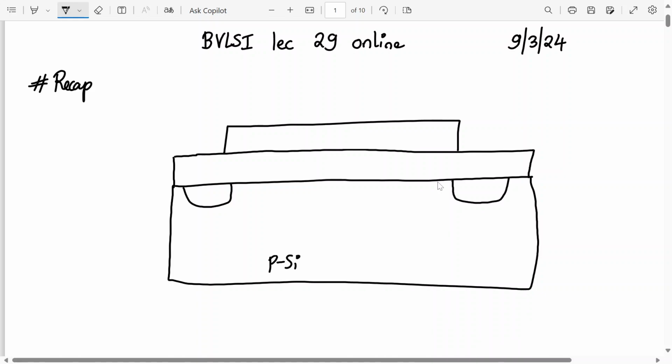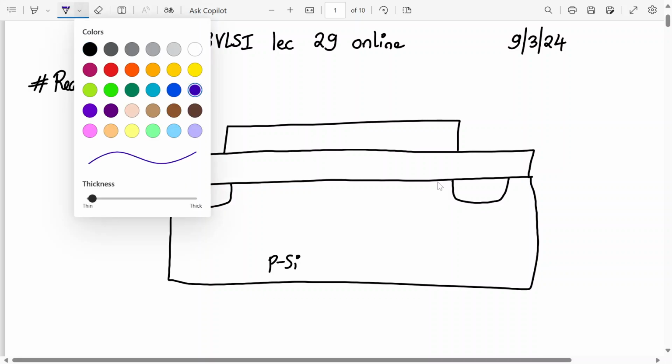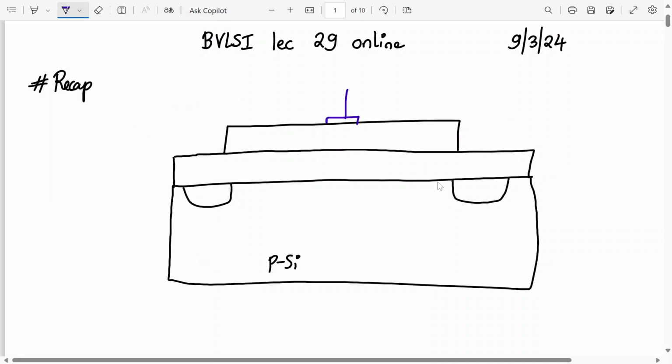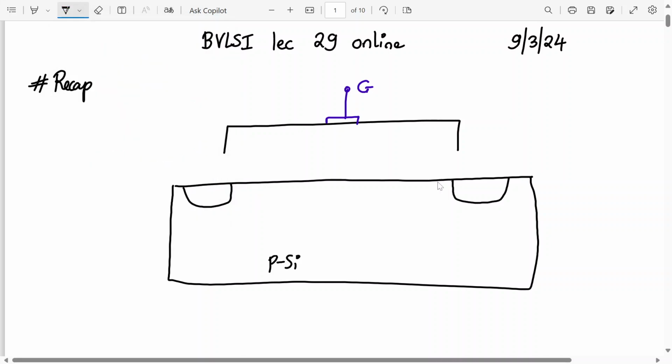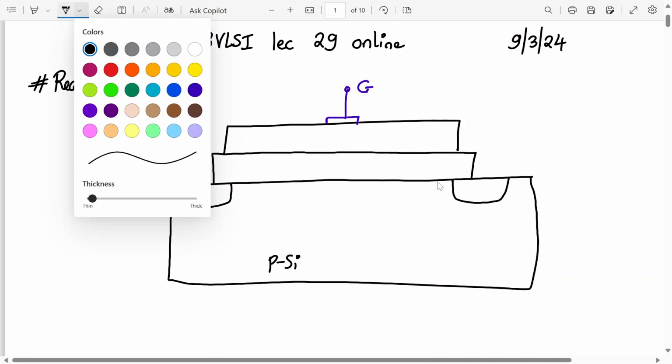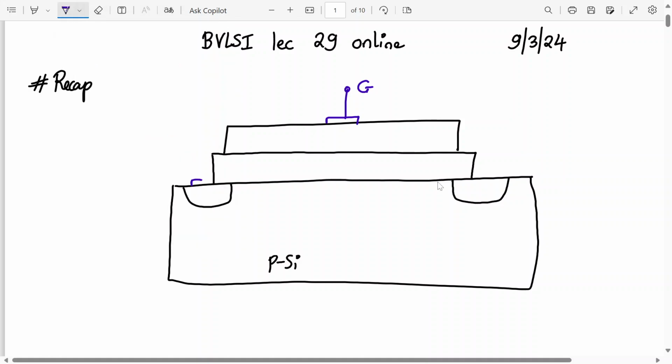Okay, yes or no? Then I can take this as a metal gate. This is gate. Oh, I have drawn something wrong. What is the matter? Here, from here to here. Correct? So I should have some gap for the source terminal.